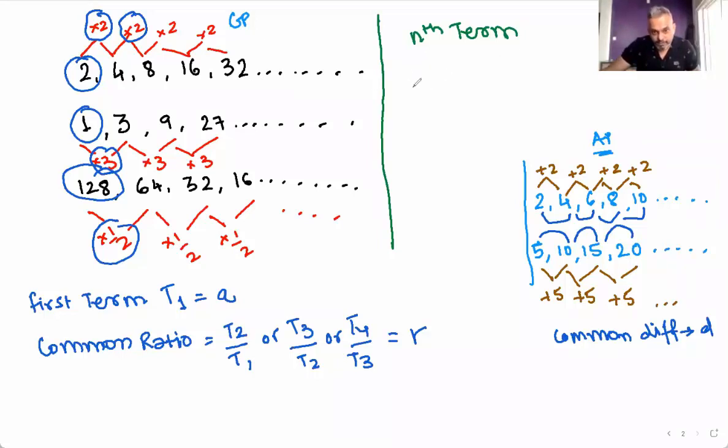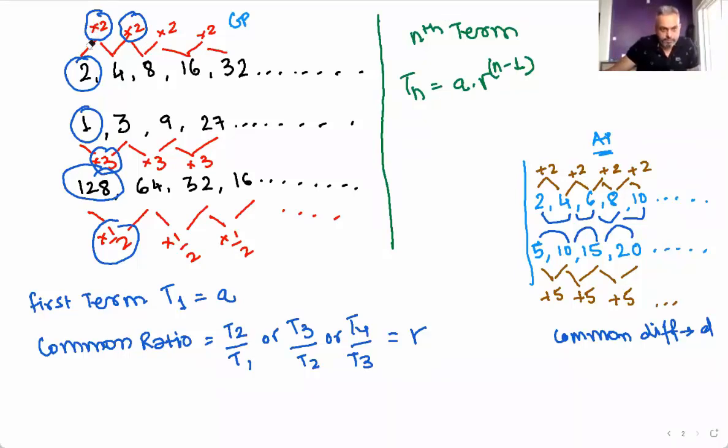Formula for nth term: Tn is equal to A into R raised to n minus 1. You can write it in brackets also like this. Tn, that is the nth term, is equal to a into r raised to n minus 1. Let's see how does this work.